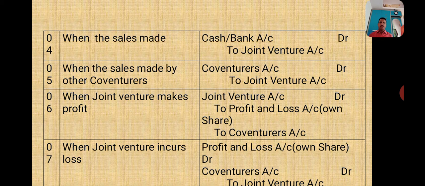If co-venturers other than the one in whose books we are making entries receive the sales proceeds, then the entry to be passed is: co-ventures account should be debited because they received the sale proceeds. Debit the receiver who received the sale proceeds, the other co-venturers. So the co-ventures account should be debited and the joint venture account should be credited.